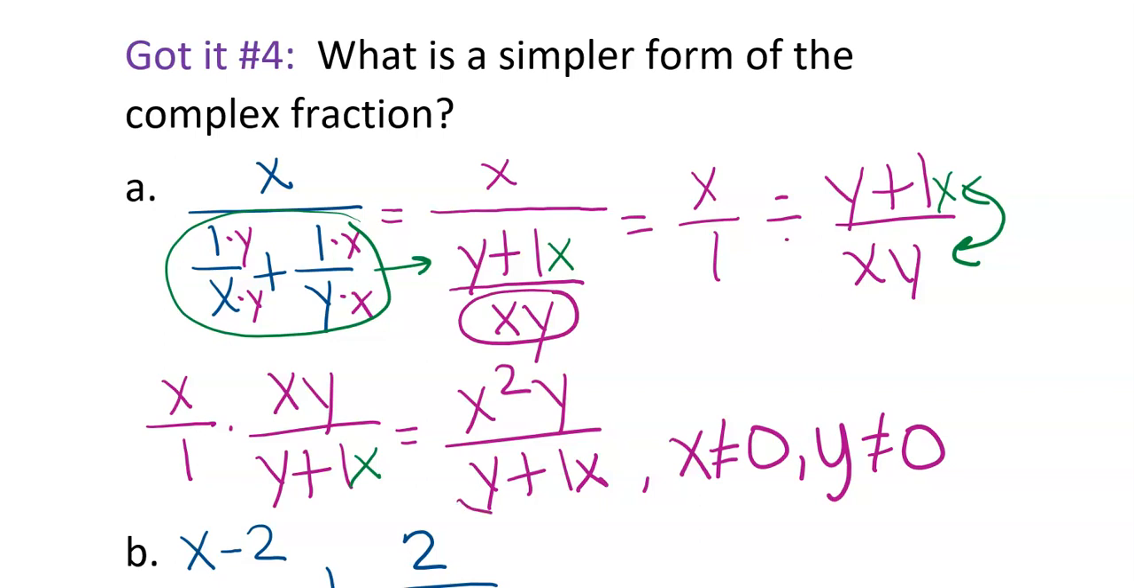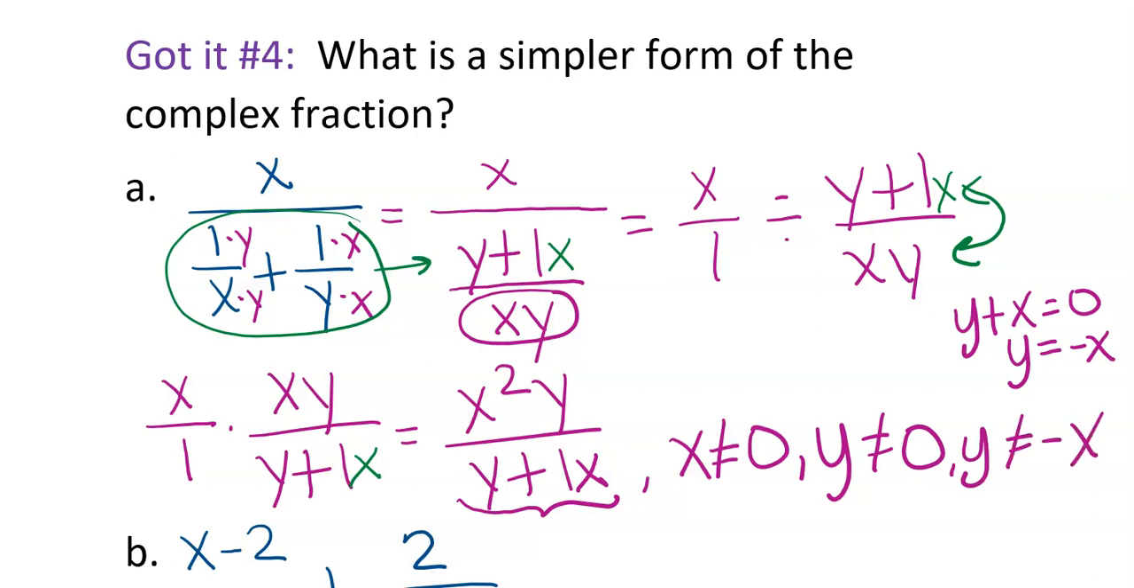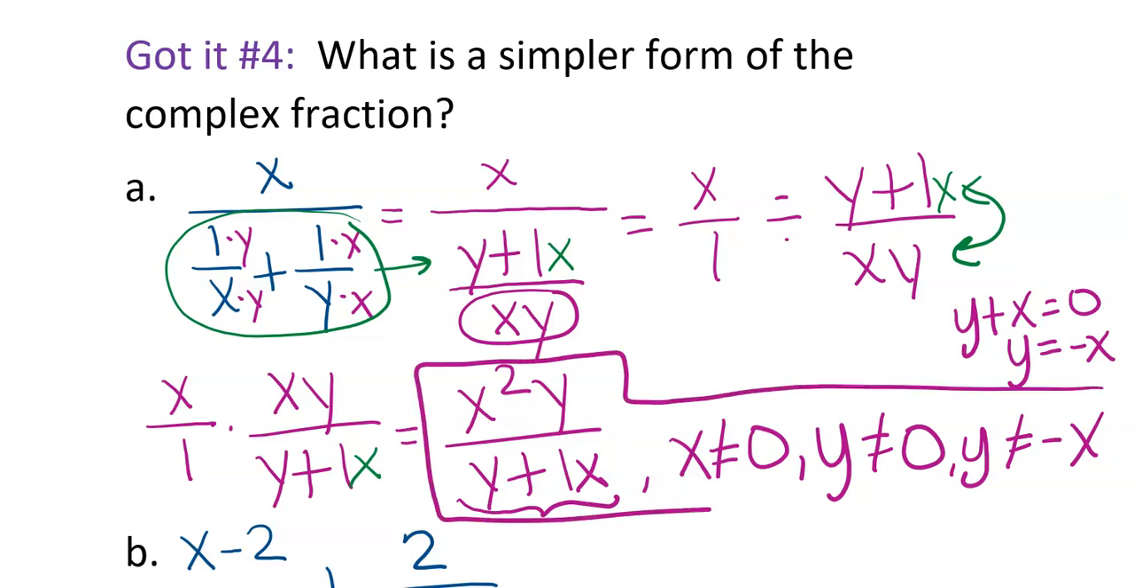But at the end, notice we have a sum. And if you go like this, y plus x equals 0, you cannot have y equaling the opposite of x either. So if you ever run into that where you have a sum or difference in the denominator, you do have to consider that, and what you do is just set it equal to 0 and solve for y. And that would be the part that you wouldn't be able to have.